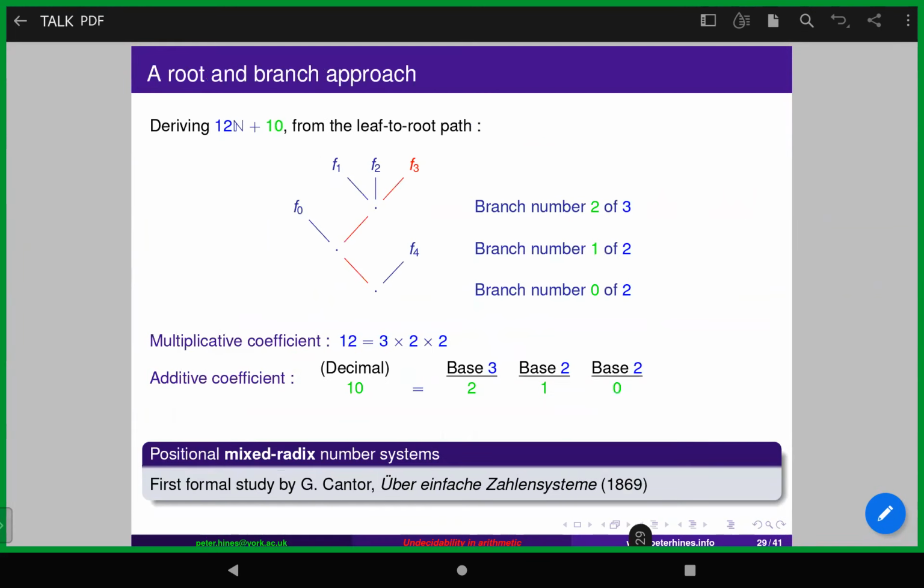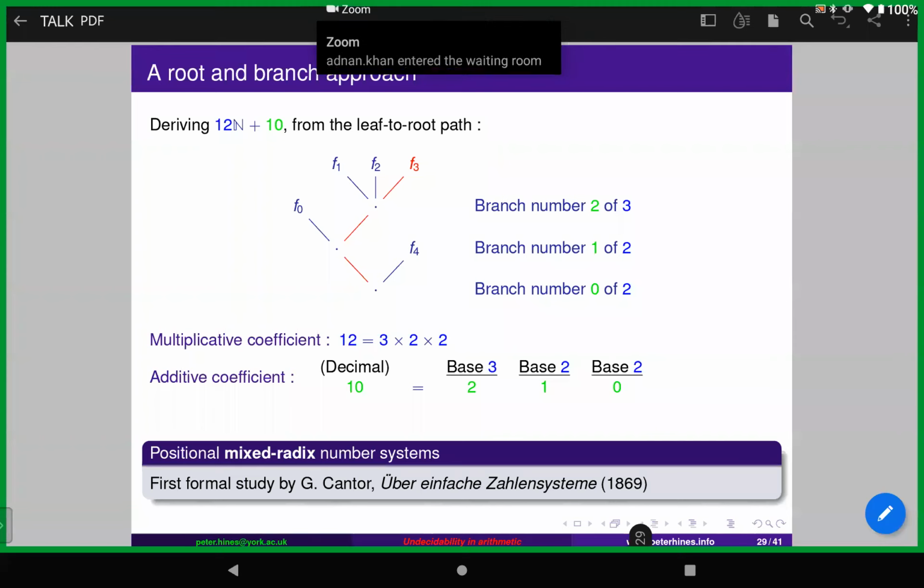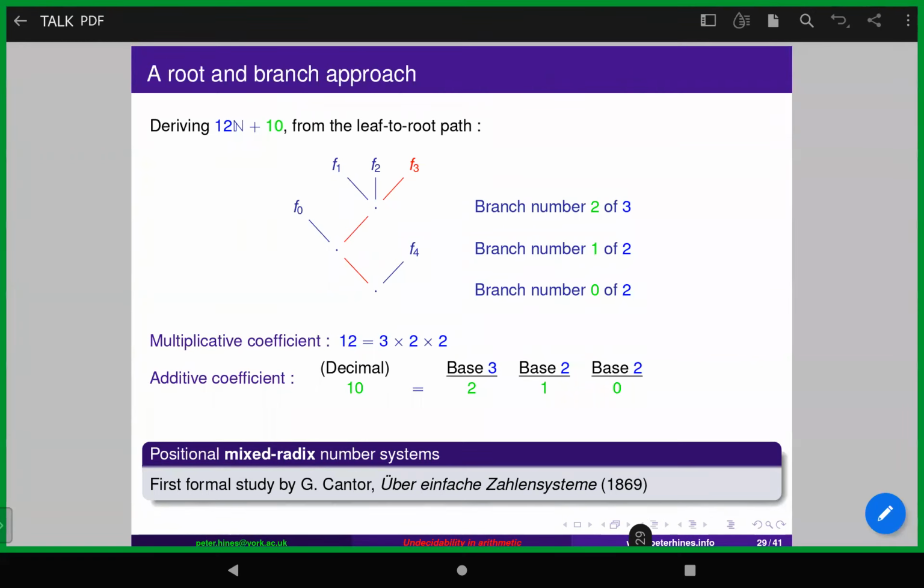Actually doing so is the simplest thing in the world, because for a given leaf, we look at the path from the leaf of the tree to the root of the tree. To find our multiplicative coefficient, 12, we simply multiply together the number of branchings at each step: 3, 2, 2. 3 times 2 times 2 is 12. To write down the additive coefficient 10, it's even simpler. We number our branchings 0, 1, 2, 0, 1, 0, 1, and we write down 2, 1, 0, the branching that we took on the path from the leaf to the root.